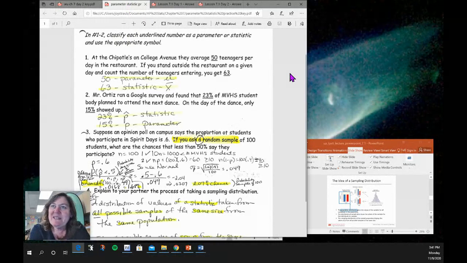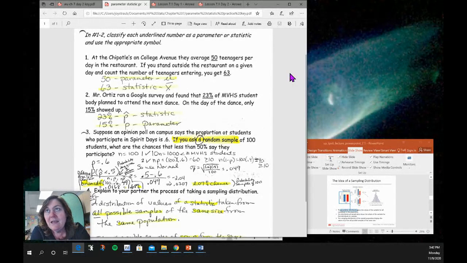All right, welcome back to the answers. Hopefully you saw that Chipotle on College Avenue, which someone from our class works there, averages 50 teenagers per day in the restaurant. So this is their parameter. This is what they average on a day-to-day basis. They say their mean, their mu, is 50.